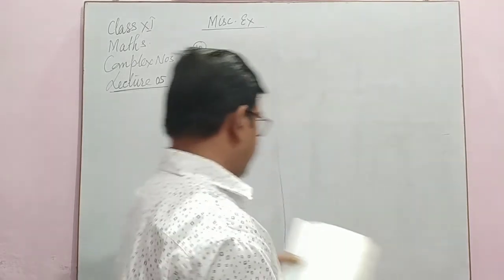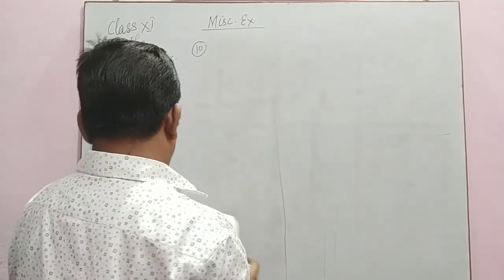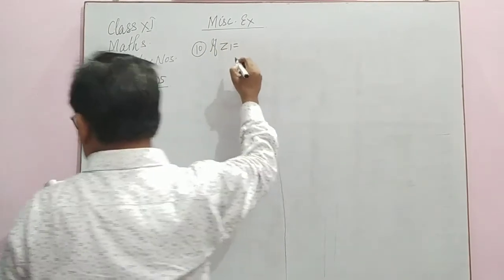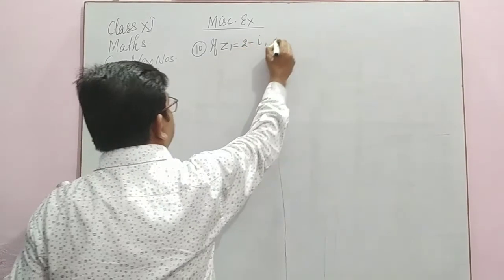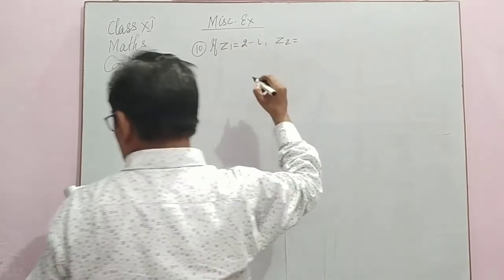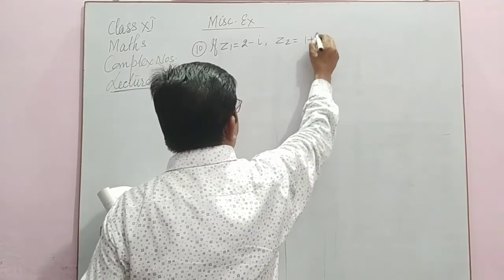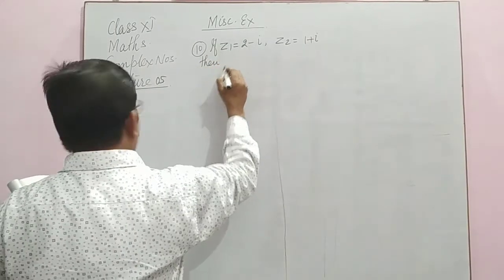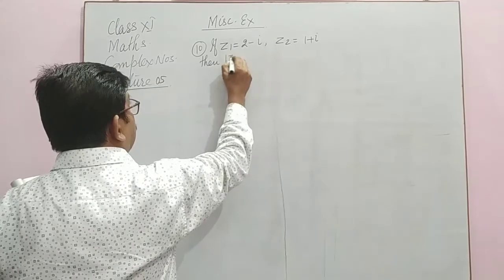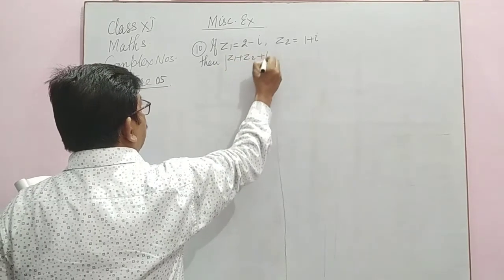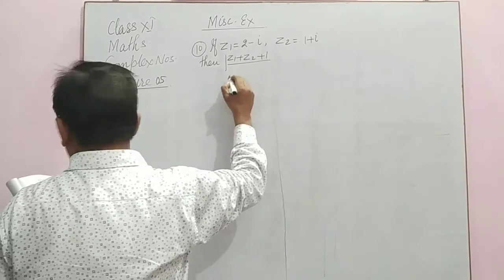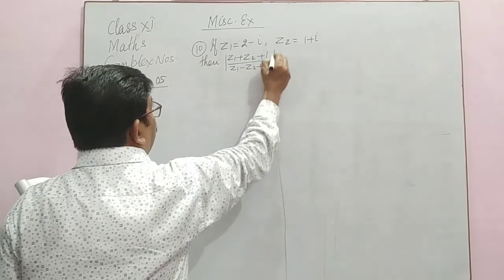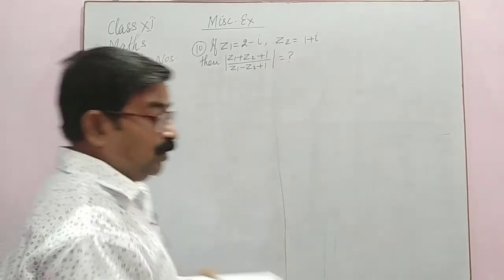Now question number 10 I am writing: if z1 is equal to 2 minus i, z2 is equal to 1 plus i, then we have to find the mod of (z1 plus z2 plus 1) upon (z1 minus z2 plus 1). What is its value? So let's see.